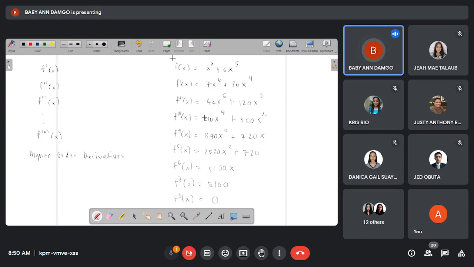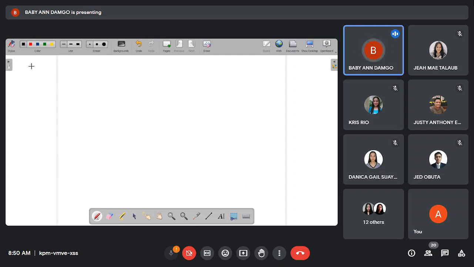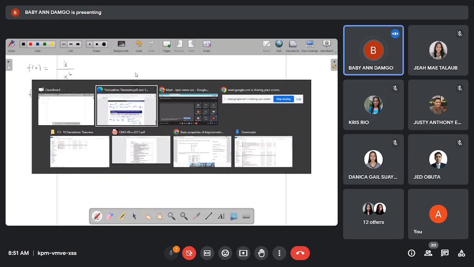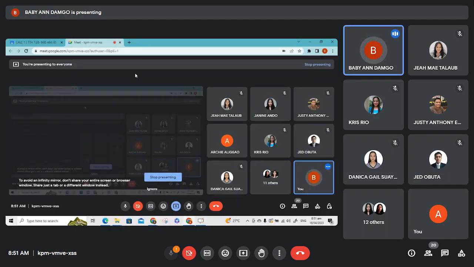Okay, practice. If you have f of x equal to 3 over x to the 6, find the third derivative. I will give you 5 minutes to solve this. So, we will come back at 8:56.